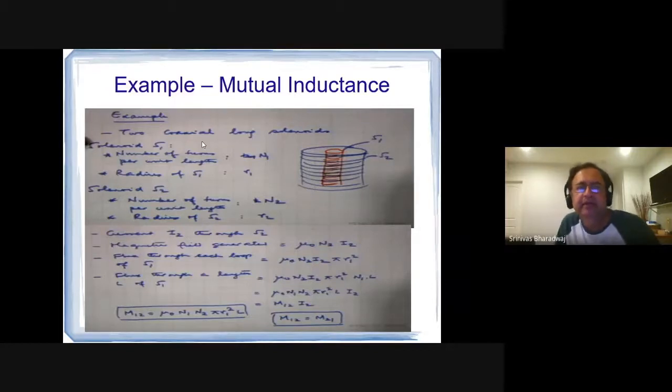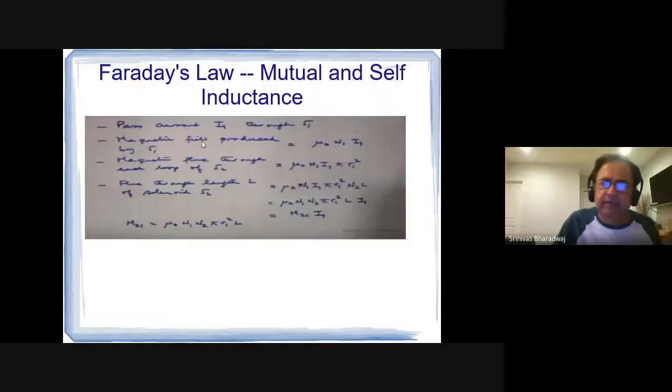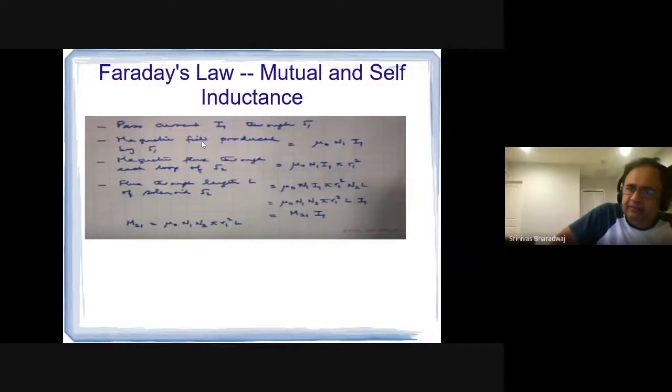So with respect to the mutual inductance, basically the mutual inductance M12 will equal the mutual inductance on the other one, M21. Why is that? That is because of the way this is derived, right? Mu naught N I is B, right? Now B times pi r square gives phi, right?